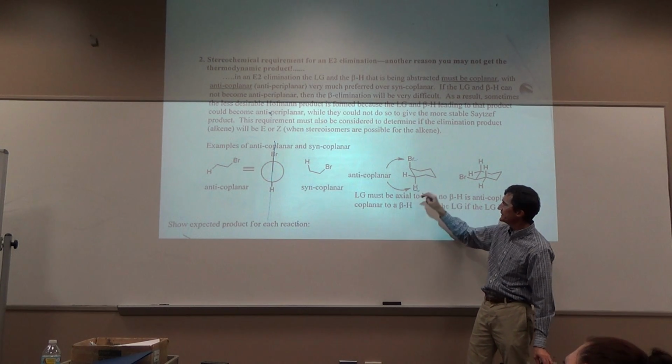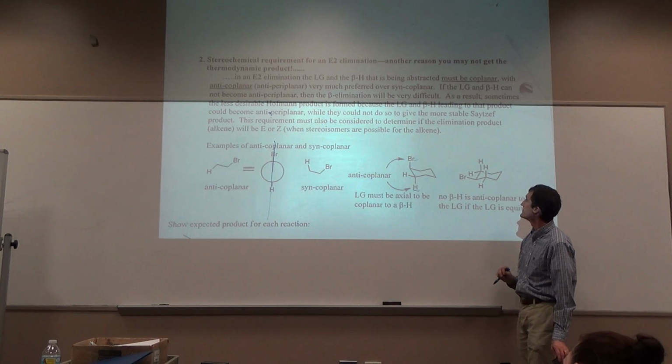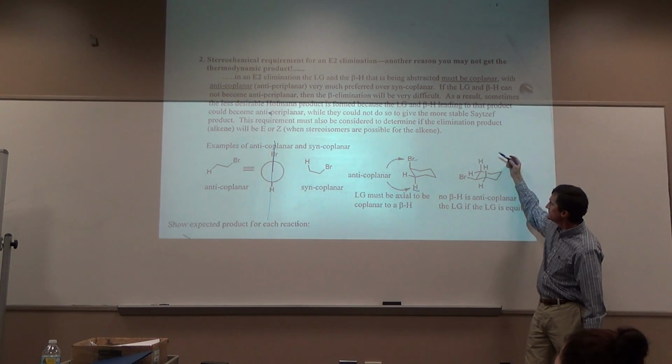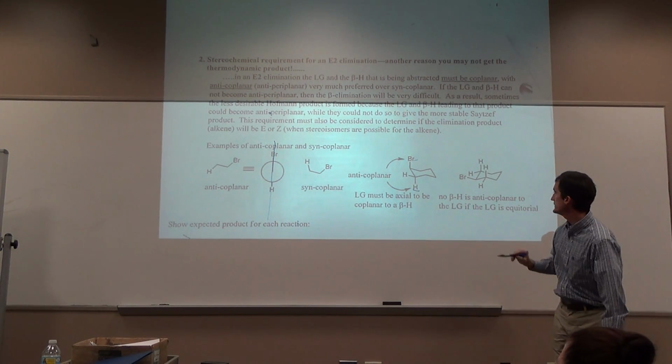Now importantly with the rings, the leaving group must be axial to be coplanar. Because if we do a ring flip and put the Br equatorial, which of the beta hydrogens are anti-coplanar to that bromine?